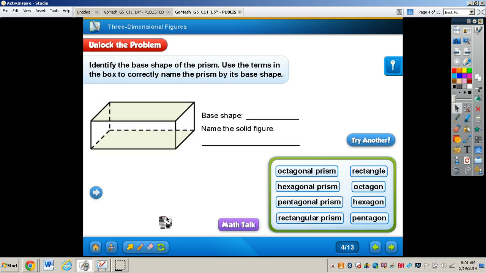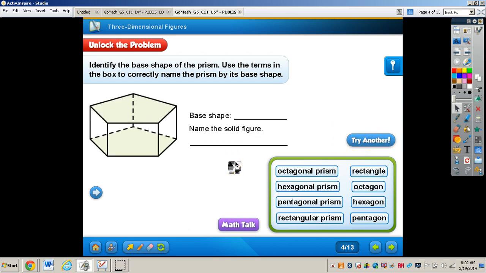So we are going to take a look at some of these prisms, and we're going to use terms in the box to correctly name the prism by its base shape. First of all, we can take a look at this prism here, and we can see that the base right here is a rectangle. So since the base is a rectangle, we could say that this is a rectangular prism. The base shape is a rectangle, and a congruent base here is the rectangle there, so therefore it is a rectangular prism.